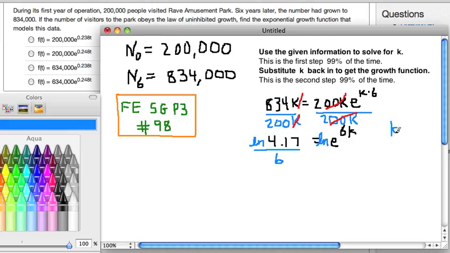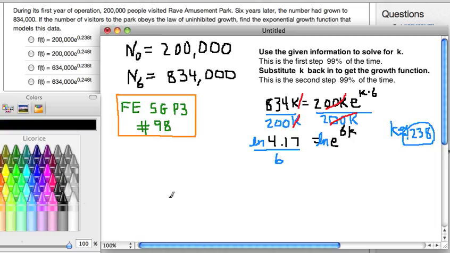k is approximately 0.238. Well, that's our magic number there because that's the number that's in the equation over here.